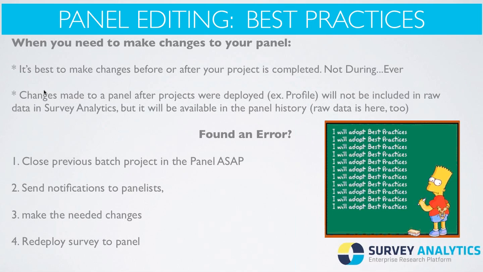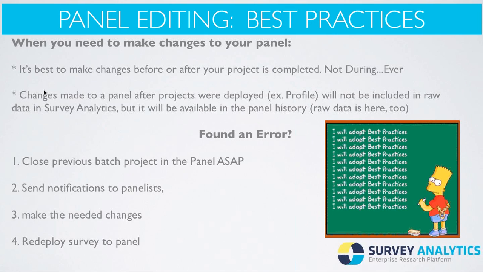John, so if we found an error, what do they need to do? If you find an error, you definitely want to close that batch, that project history, as soon as possible. What that's going to do is close that history and also remove it from the member portal. It's good after you've deployed to take a secondary step and send notifications to the panelists via our broadcast email feature and say, hey guys, you may have received a survey invitation in error. We will be sending you another one shortly.